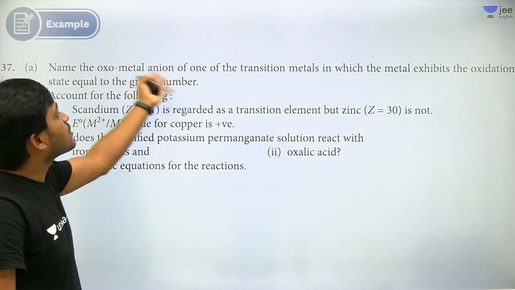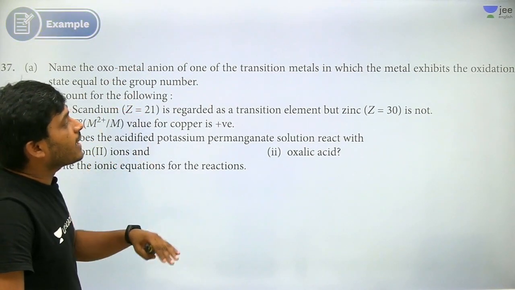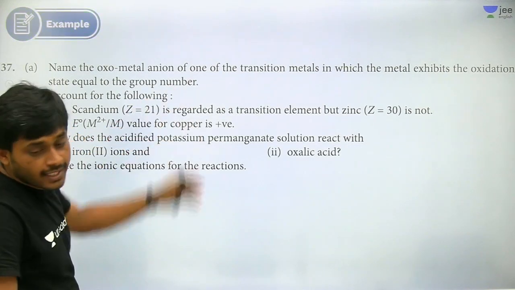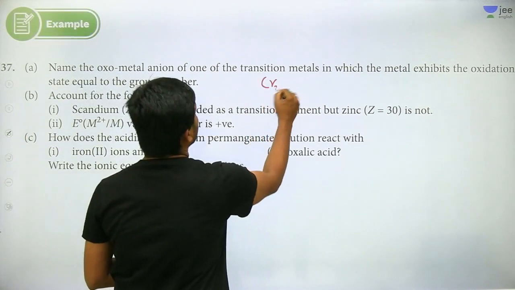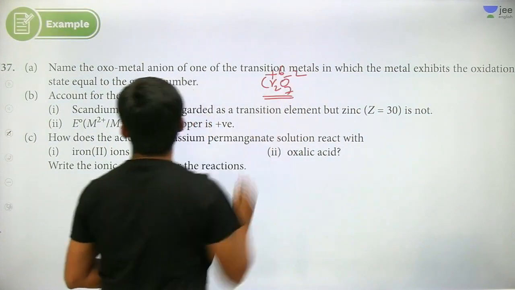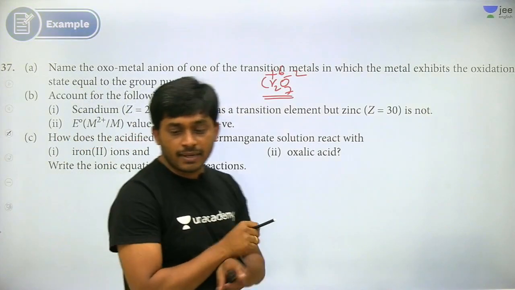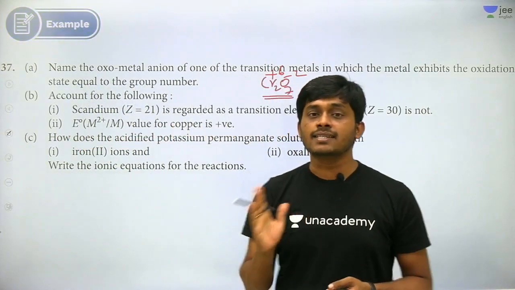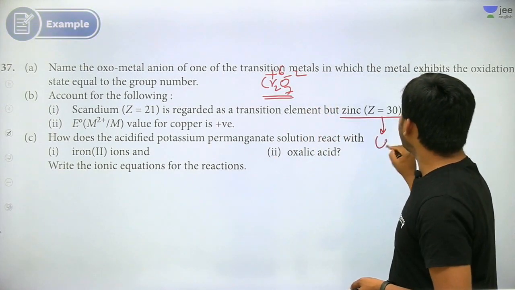Which oxometal anion has its group number equal to its oxidation number? You can write this example: the group number is +6 and this is also +6. Scandium is regarded as a transition element, but Zn is not because it has completely filled orbitals.